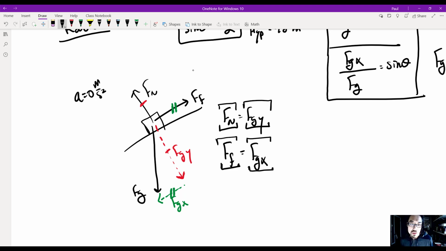When we have more forces, this will get a little bit trickier, but we'll cross that bridge when we get there. Right? And that's that.